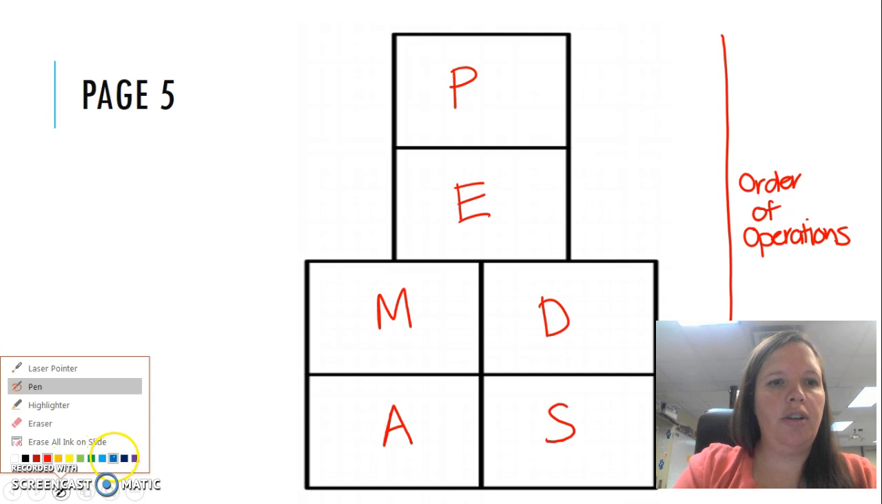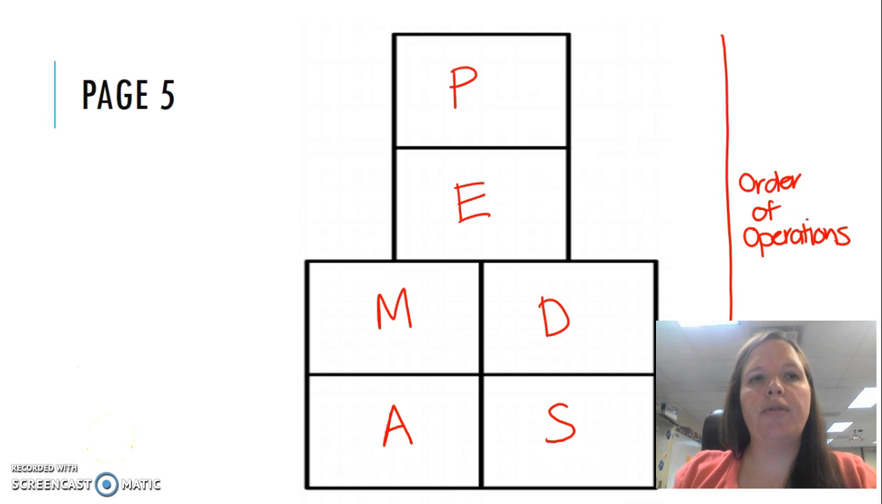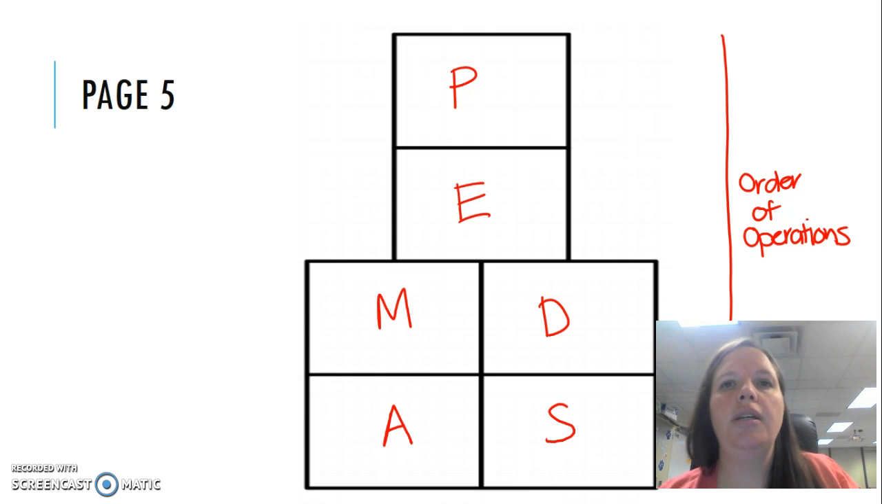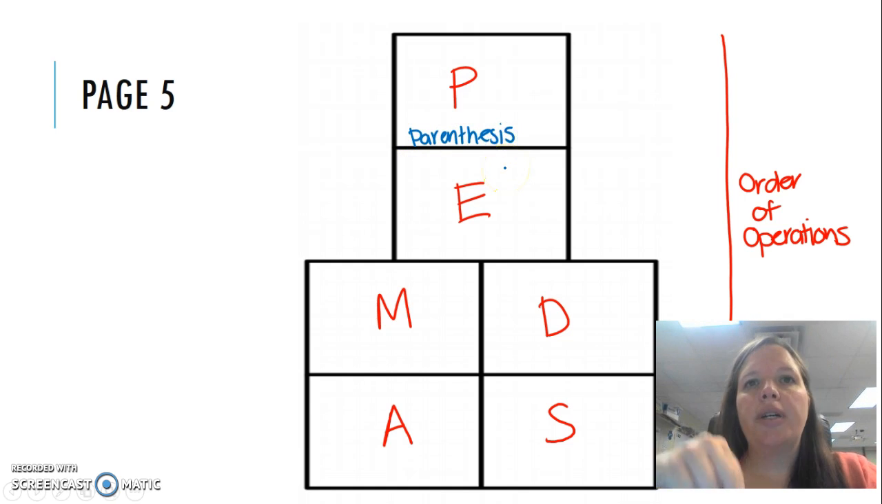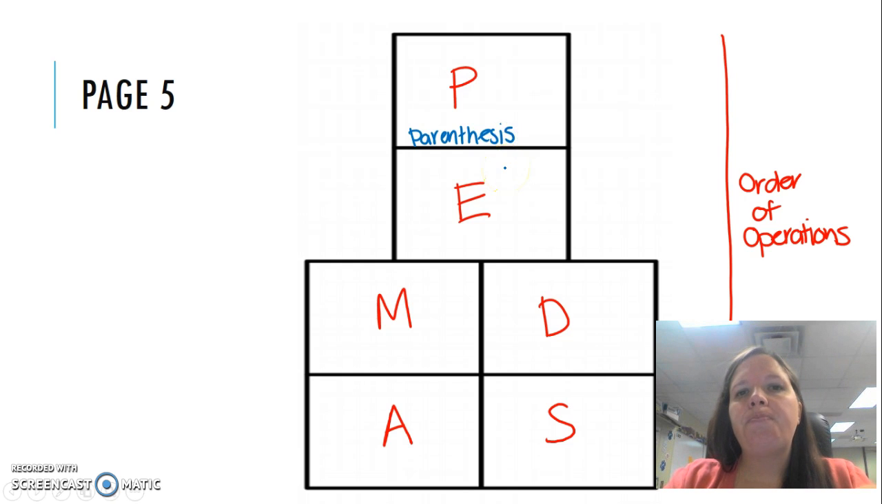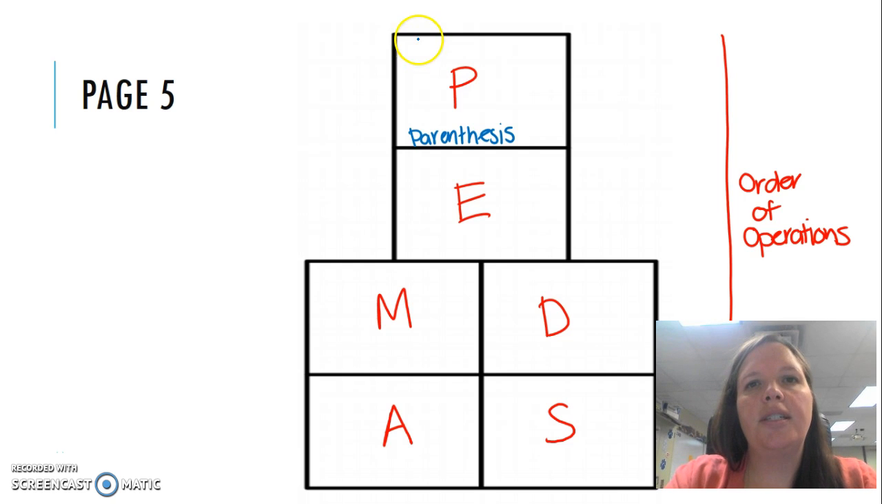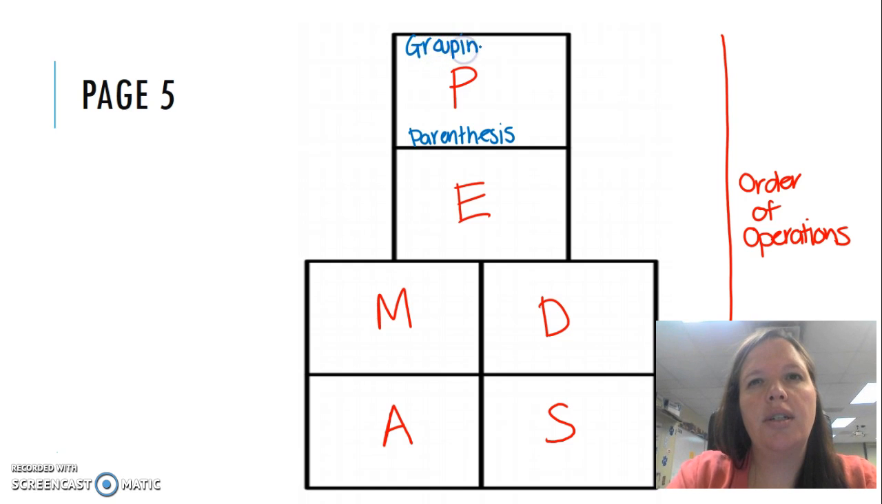And I'm going to change color just to add that extra information in. And if you want to, that's fine. But what you're going to do when we talk about the first step, when we're doing order of operations, P, we know, stands for parentheses. Now, parentheses, we're going to add a little bit of extra information in here. What's kind of confusing about this is parentheses doesn't just mean parentheses. It actually means any kind of grouping symbols.